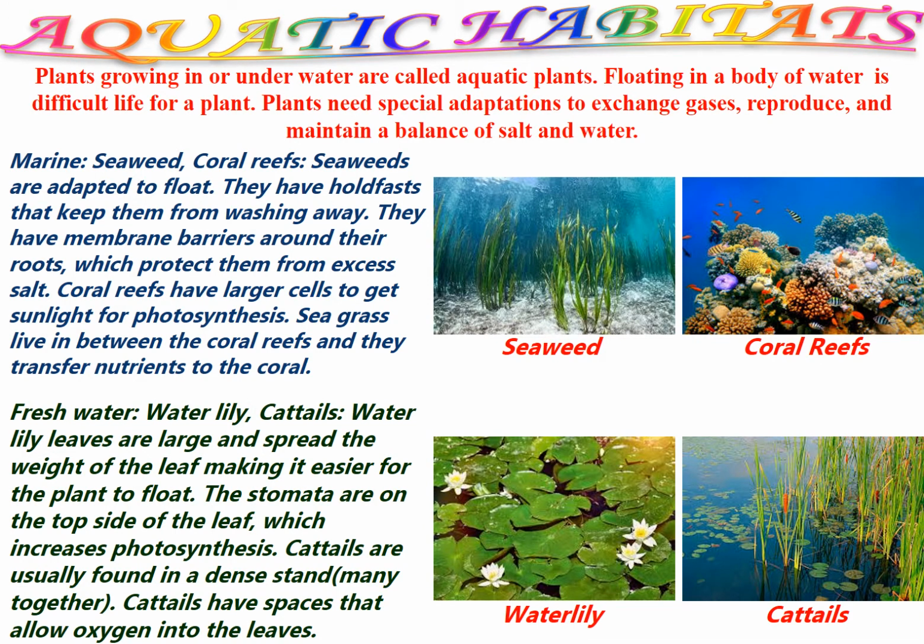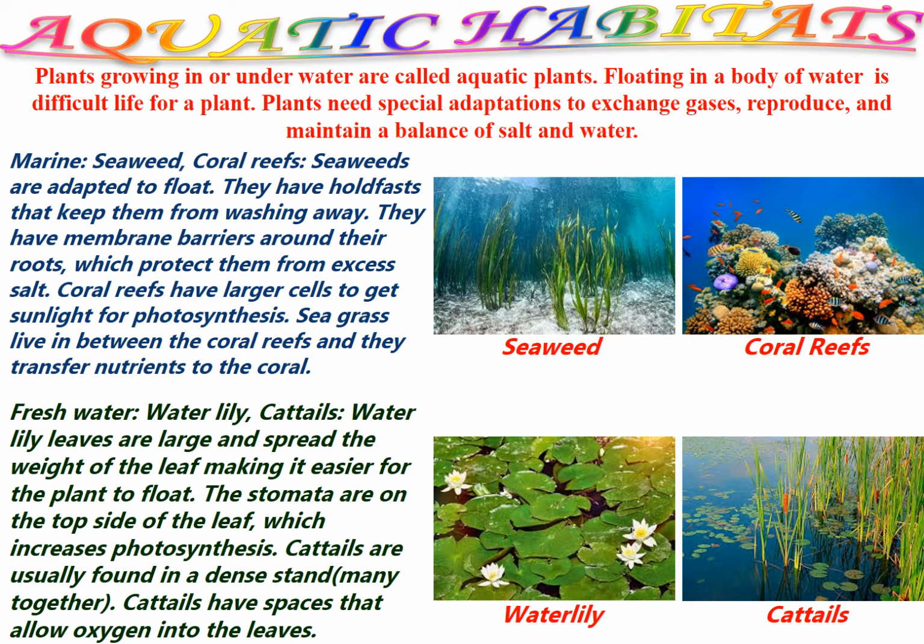Aquatic habitats. Plants growing in or underwater are called aquatic plants. Living in water is very difficult for a plant. They need special adaptations to exchange gases, reproduce, and maintain a balance of salt and water.